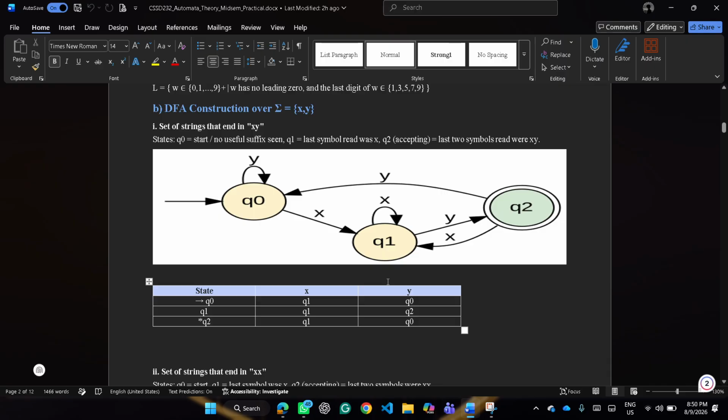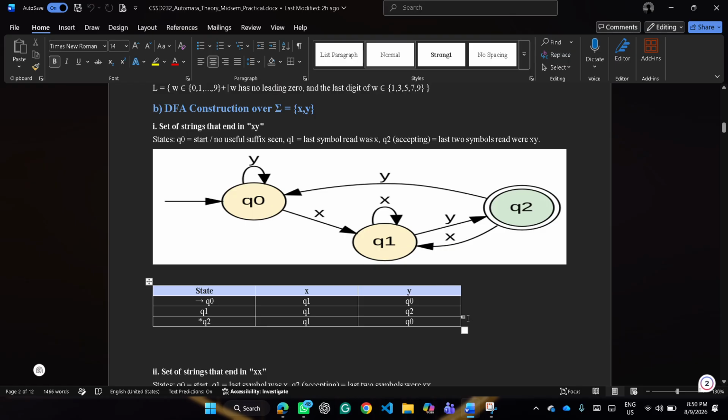my starting point is Q0, meaning I haven't seen anything useful yet. If I read an X, I move to Q1, meaning the last thing I saw was X. Since I saw X from Q0, I need to transition from Q0 to Q1.